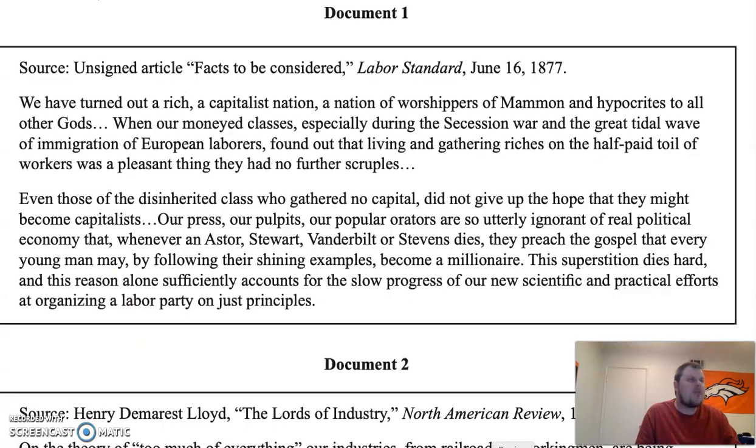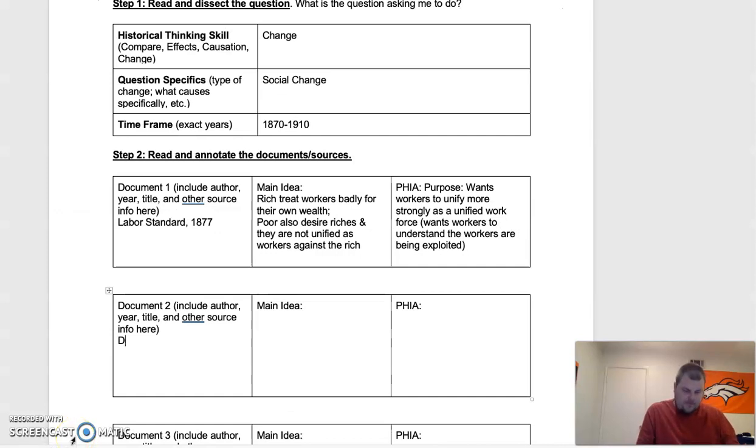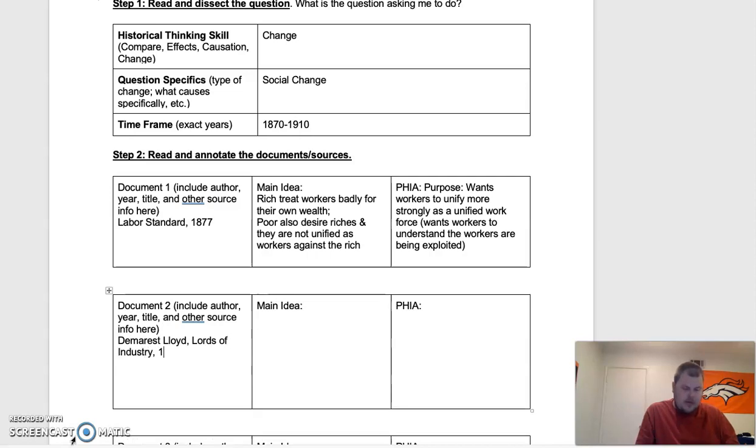Okay, we go to document 2, which is our next document. This is from Demarest Lloyd, and this is from 1884. It's the Lords of Industry. Very interesting. So Demarest Lloyd, Lords of Industry, 1884.